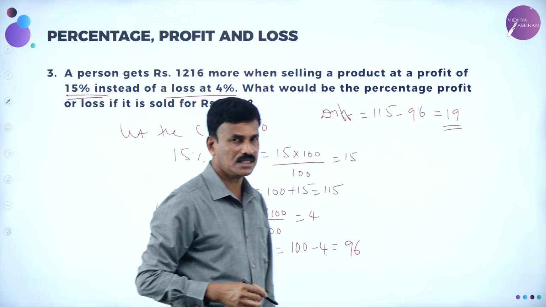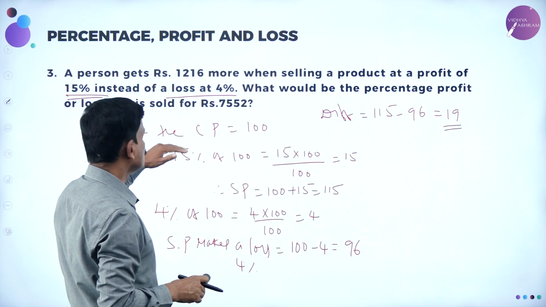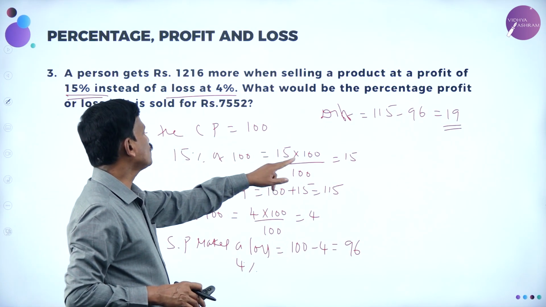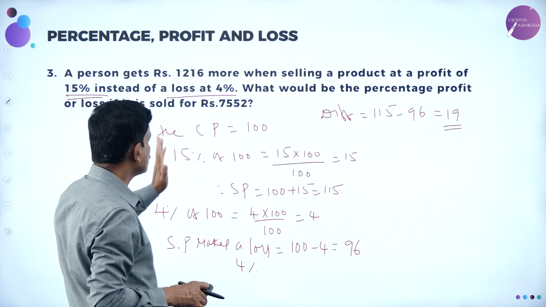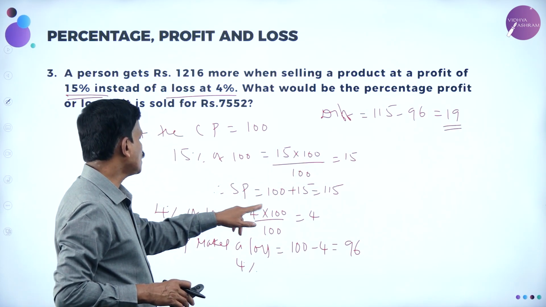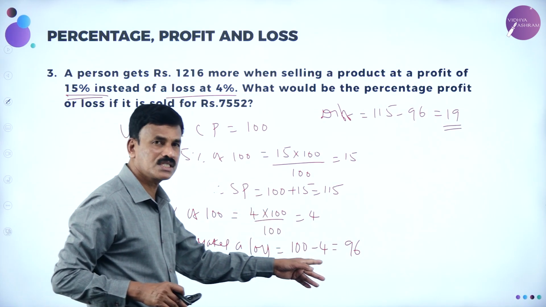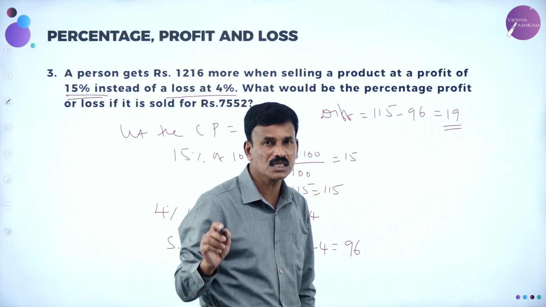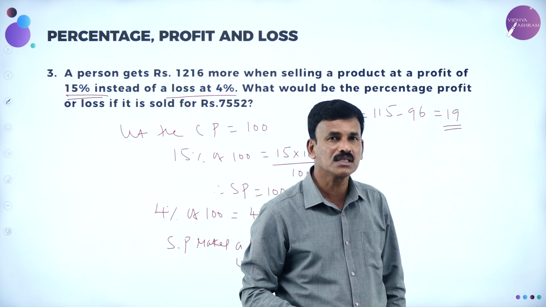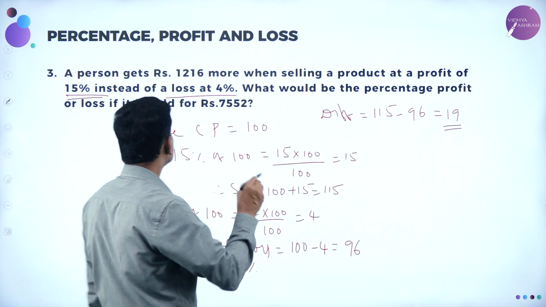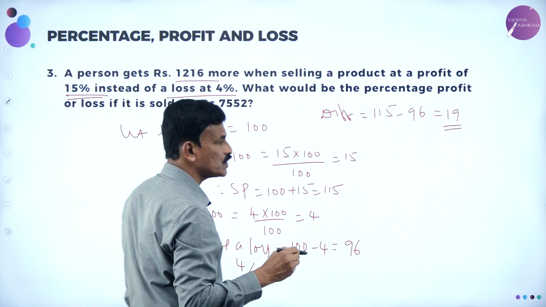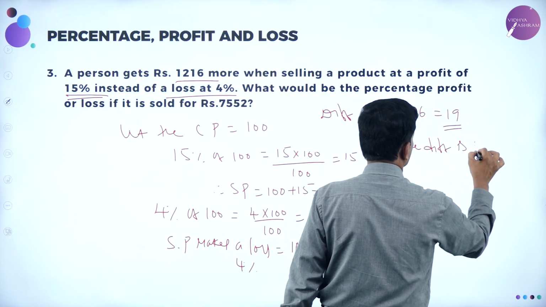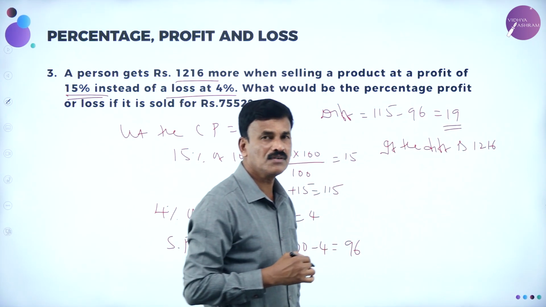115 minus 96 is 19, the difference is 19. See here, let us consider the CP is equal to 100. 15% profit, that is the gain is 15, 100 plus 15 is 115. 4% loss is 4 into 100 by 100, that is 4, and 100 minus 4 is 96. So the difference between the profit and the loss is 19 rupees, right? What is the given condition in the problem? The difference is 1216, this is given.